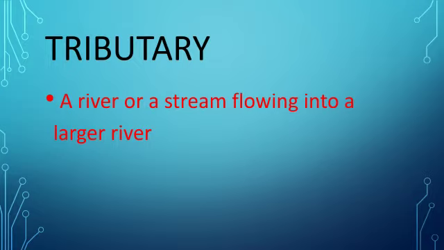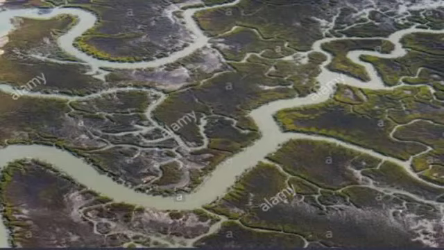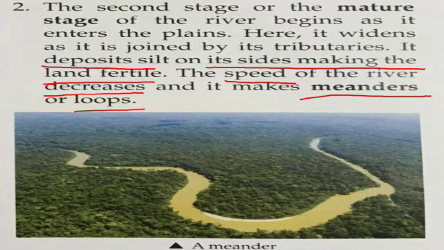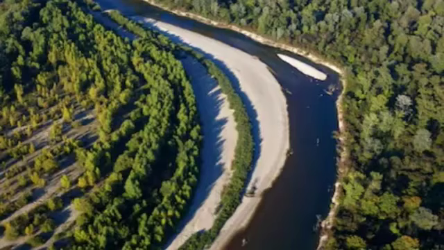It mixes its water. अपना जो ट्रिब्यूटरी होती है वो अपना पानी जो लार्ज रिवर होती है उसमें मिला देती है. दैट इज कॉल्ड अ ट्रिब्यूटरी. So here it widens as it is joined by its tributaries. It deposits silt on its sides, making the land fertile. The river deposits silt on its side.